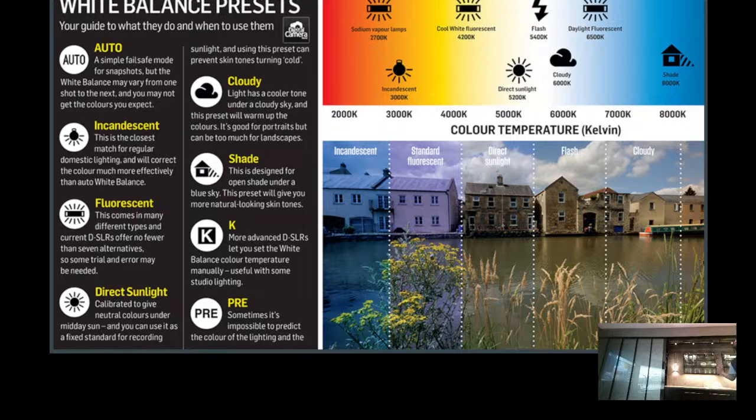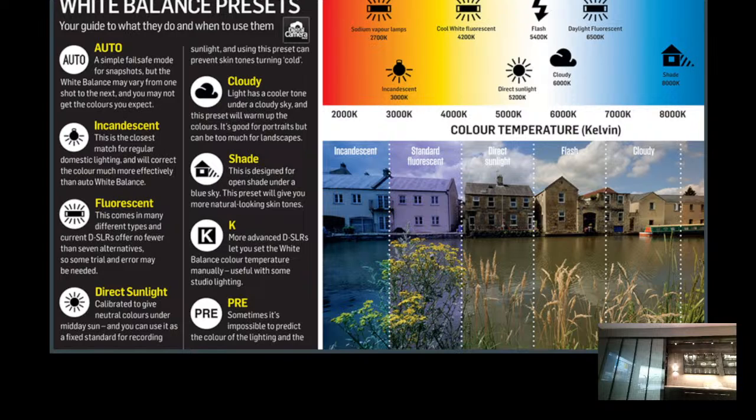White balance is another nice thing to take a look at and pay attention to. You can always leave it on auto. It's a simple fail-safe mode for snapshots, but white balance may vary from one shot to the next and you may not get the colors that you're expecting. So keeping that in mind, we have all of these other settings or presets that are available, and typically under those presets we either have something that is completely customizable or we have these that are customizable in themselves.